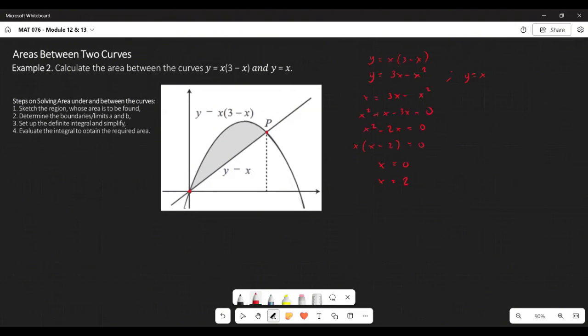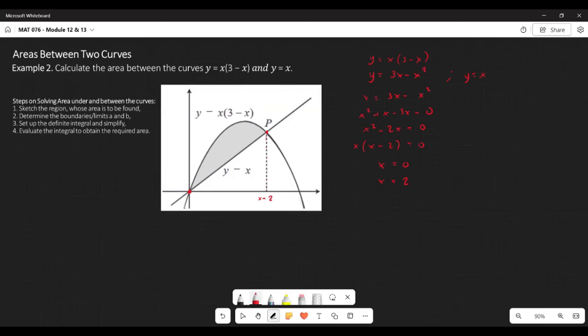Okay, so sa point na x is equal to 0, magi-intersect sila. So ito yun. Yan yun, class. And then magi-intersect din sila yung dalawang function natin sa x is equal to 2. So ito yun. Therefore, ito ay x is equal to 2. Therefore, our limits will be 0 to 2. Okay? So next, we set up the definite integral and simplify.